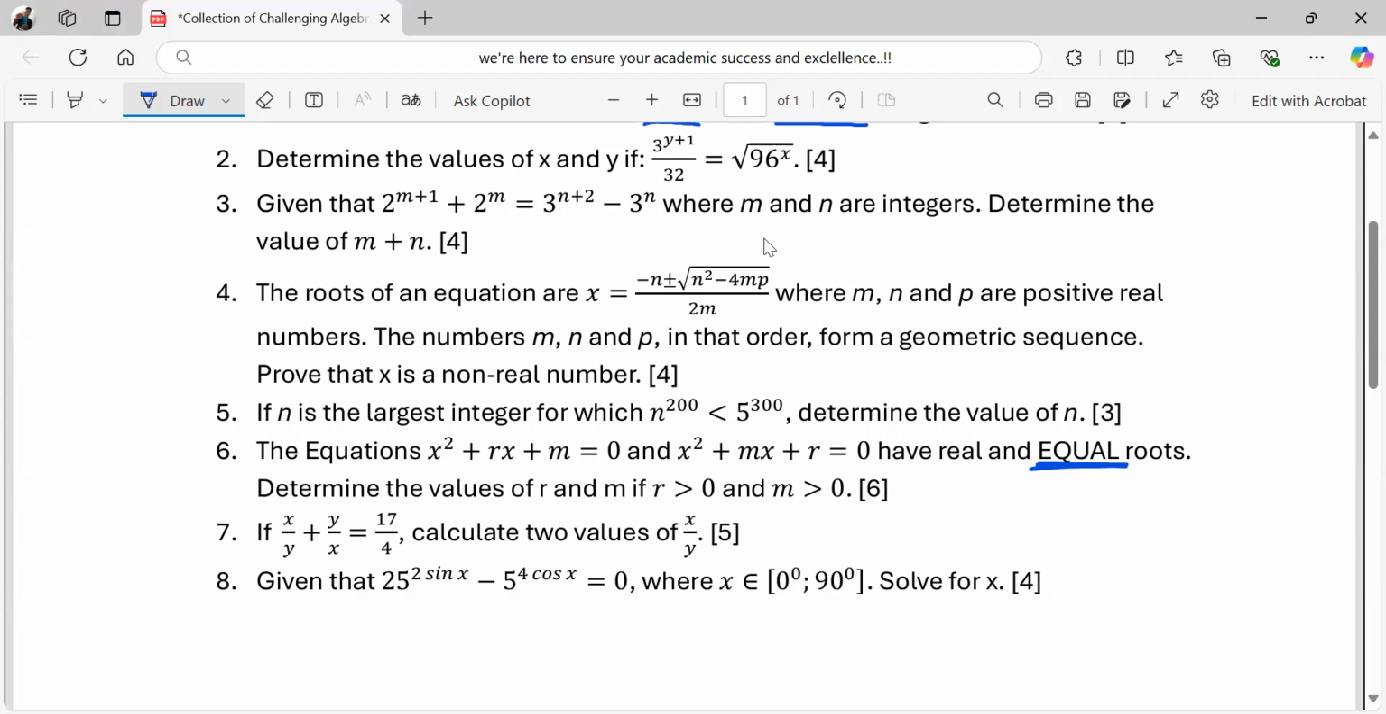Now, this is the question for us, which is worth 6 marks. They say determine the values of r and m if r is positive and m is positive. In other words, if you get a value of r which is equal to 0, you have to cancel it out because r must strictly be greater than 0. Are we fine with that? Of course we are. So let's go ahead and destroy this without showing any signs of mercy.